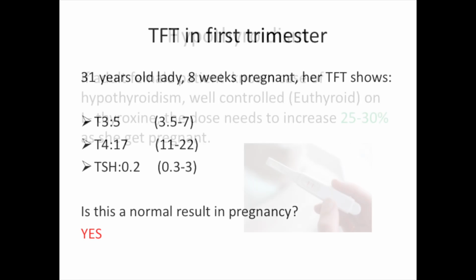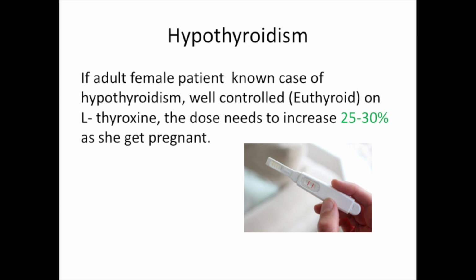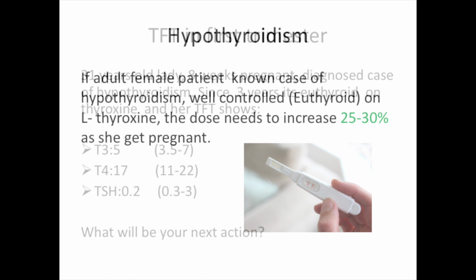So this is normal. If any female patient is a known case of hypothyroidism, and she is euthyroid, stable on a fixed dose, for example, of thyroxine, as soon as she gets pregnant, you need to increase her thyroxine dose before the result of the thyroid function test reaches you. How much to increase is by 25 to 30%.